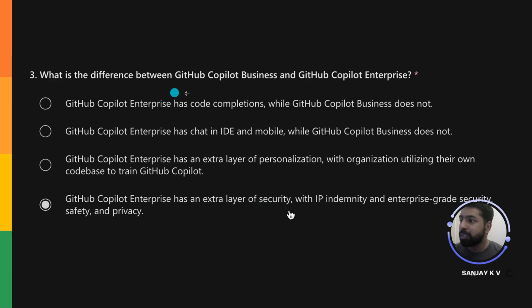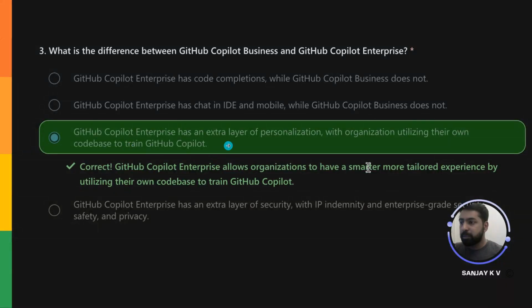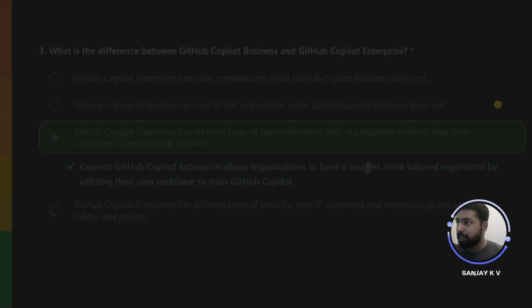Now pause the screen again. What's the difference between GitHub Copilot Business and GitHub Copilot Enterprise? Pause the screen and see whether you get the answer correct. Basically, it's an extra layer of protection, personalization to the organization, and using their own code base to train GitHub Copilot. So this is something crazy, right?